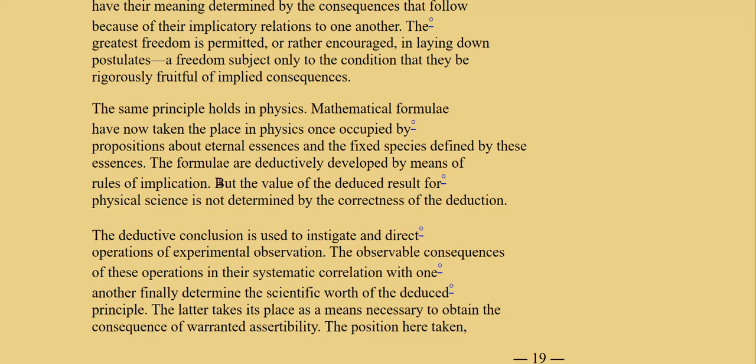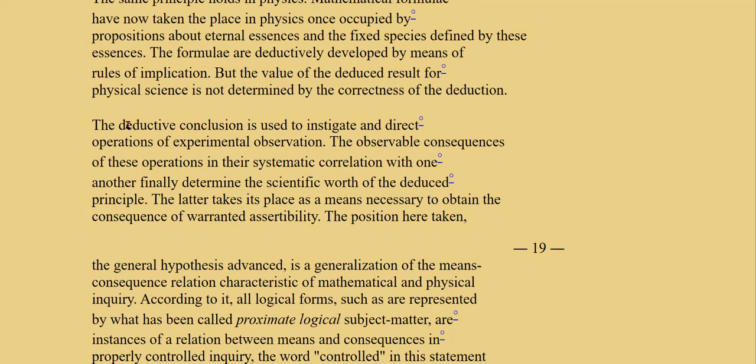But the value of the deduced result for physical science is not determined by the correctness of the deduction. And why? So the deductive conclusion is used to instigate and direct operations of experimental observation. So the deduction doesn't need to be true in and of itself. The outcomes of these formulas don't need to be true in and of themselves. They need to be useful in directing our observation, directing operations of experimental observation. The observable consequences of these operations in their systematic correlation with one another finally determine the scientific worth of the deduced principle.